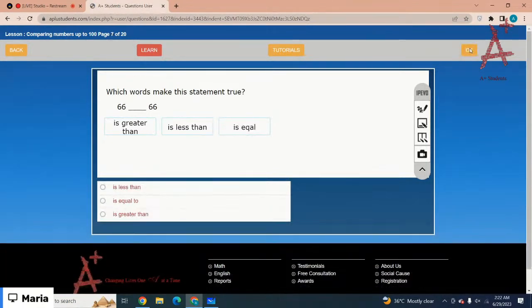Which words make the statement true? 66. Yes, they both are exactly equal.